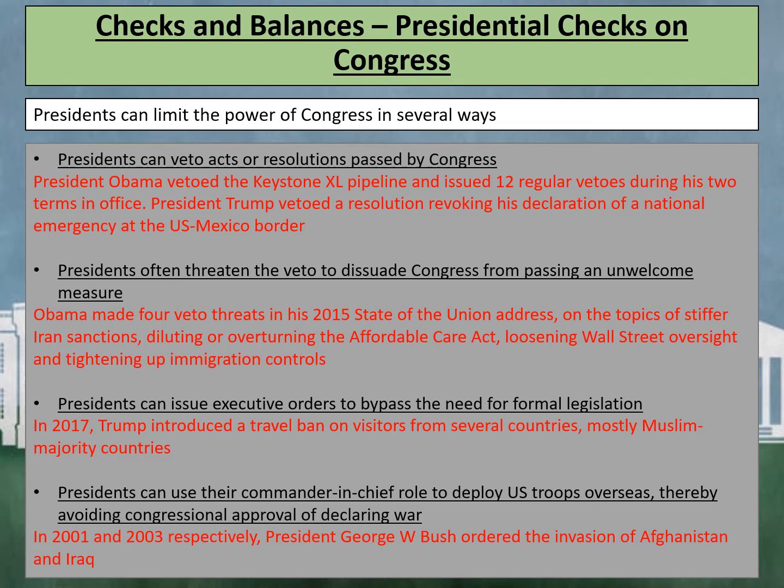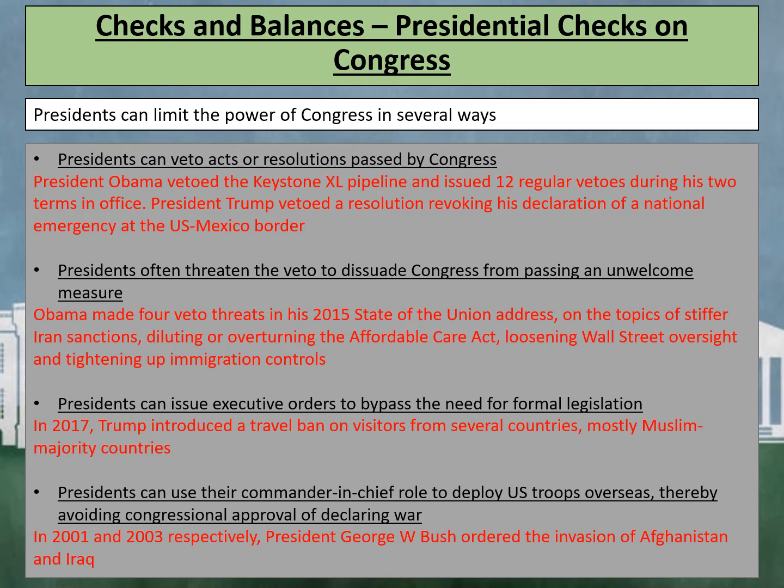Presidents can often threaten the veto to dissuade Congress from passing an unwelcome measure. Obama made 4 veto threats in his 2015 State of the Union address on the topics of stiffer Iran sanctions, diluting or overturning the Affordable Care Act, loosening Wall Street oversight, and tightening up immigration controls.